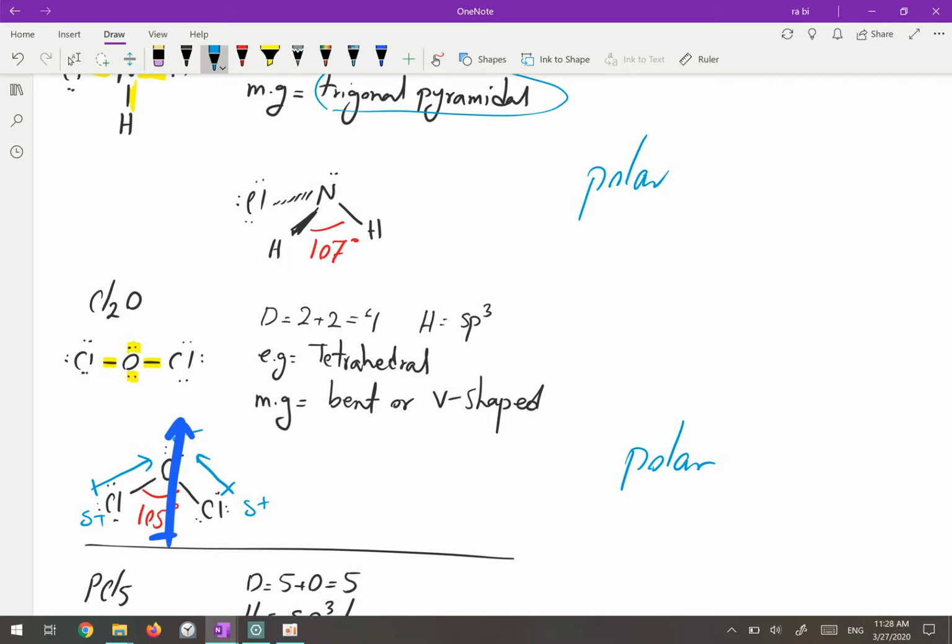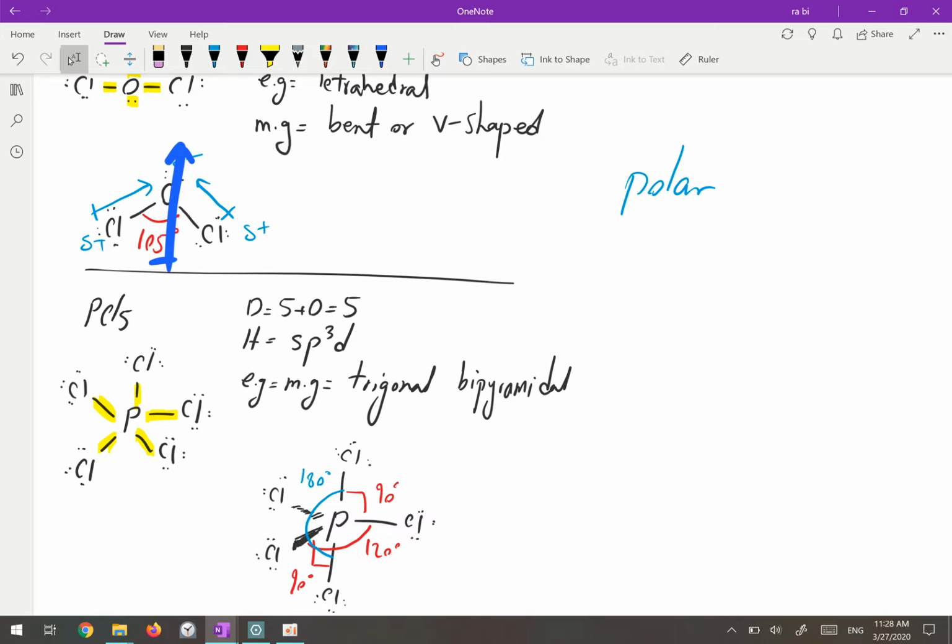PCl5, trigonal bipyramidal. In trigonal bipyramidal, the chlorine is more electronegative than phosphorus. So around the chlorine, you have partially negative, and around the phosphorus, you have partially positive area. You have three dipole moments here, like this. These three dipole moments completely cancel out each other. It's like trigonal planar. So you have one in this direction, one in this direction, one in this direction. They cancel out each other. Also, you have one dipole moment upward and one dipole moment downward. And these two also can cancel out each other. So the molecule becomes nonpolar.